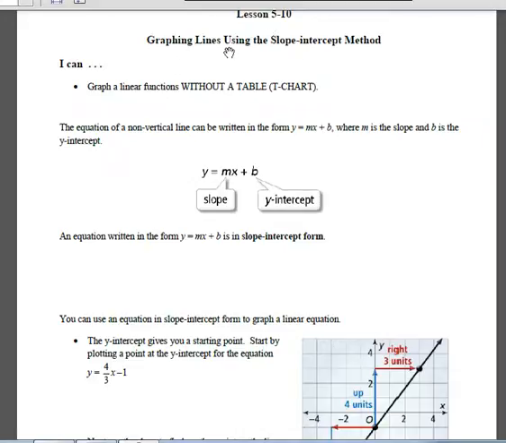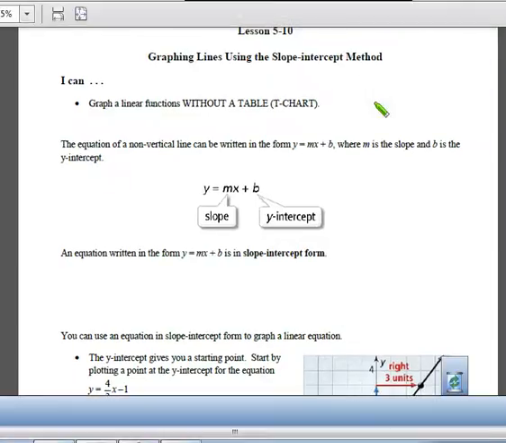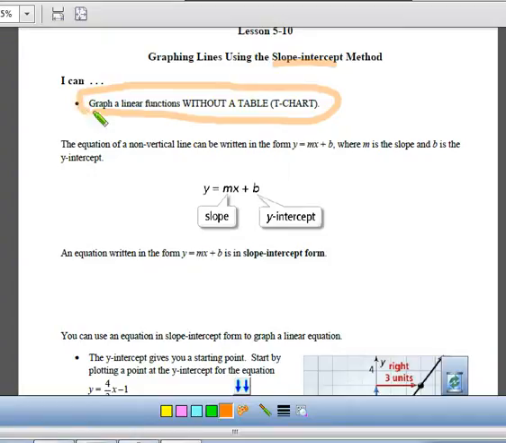Okay, so this lesson is about graphing lines using the slope-intercept method. This is a different strategy that uses the slope and the intercept to graph instead of making a table. So let's look at the target. The learning target is I can graph a linear function without a table or a t-chart. So being able to graph the function without having to make a table.